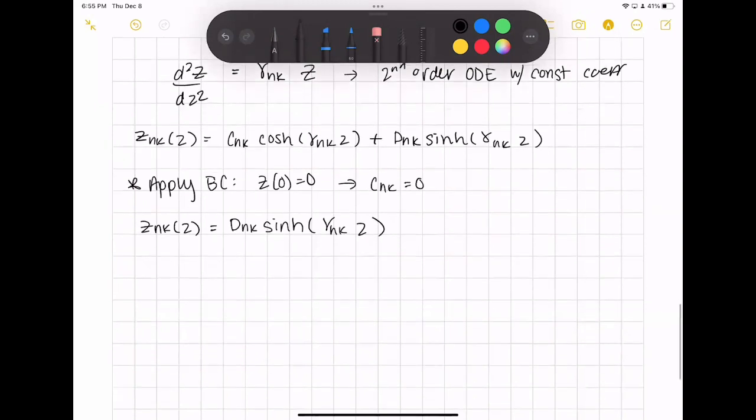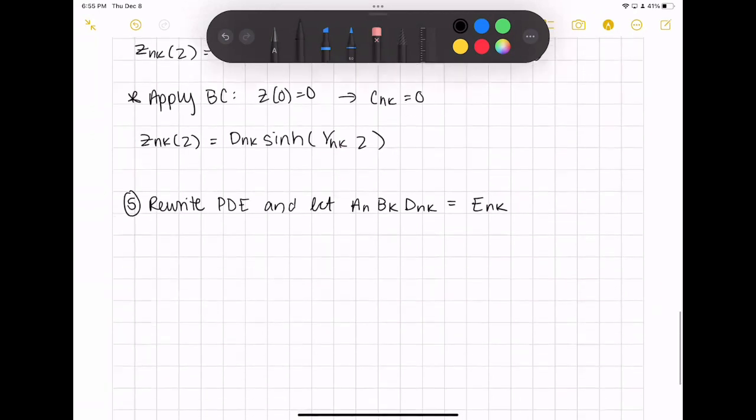So now, moving on to step 5, we're going to rewrite the PDE and let our A_n, B_k, and D_nk equal a new variable, and we're going to call that E_nk.